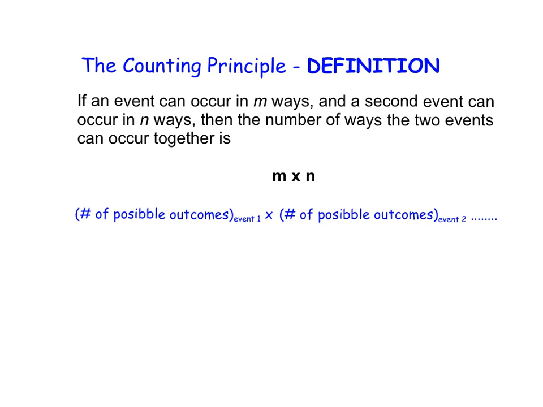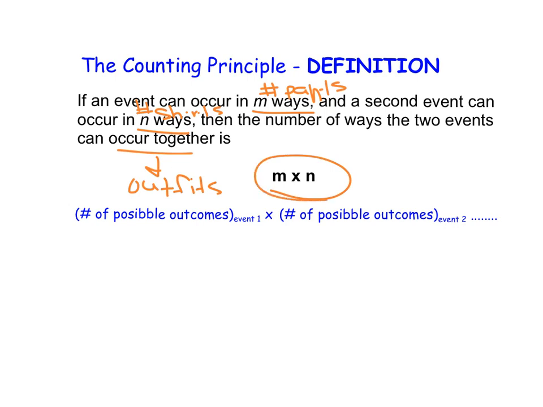So the definition of the counting principle says if an event occurs in m ways, so we had an event occur, this was our number of pants in the last example, and a second event can occur in n ways, so this would be our number of shirts, then the number of ways the 2 events can occur together, hence our outfits, can be calculated by taking m times n. So the number of possible outcomes of event 1 times the number of possible outcomes of event 2. So we have 3 pants times 5 shirts, which gave us 15 outfits.